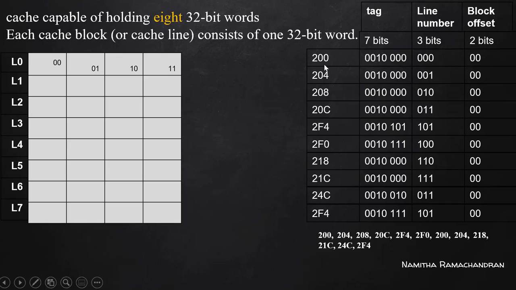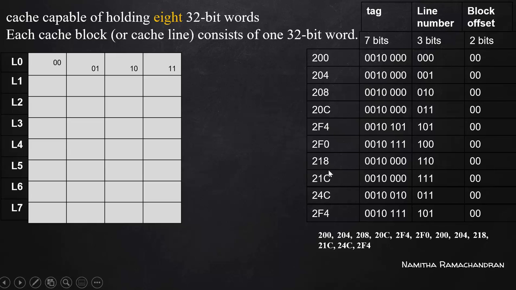Okay, for 200, the block offset value is the 200. We can represent it in binary. How? 2 can be represented in 4 bits, 0010. This 0 can be represented as 0000. Thus 0000. So the least 2 bits form the block offset part. The next 3 bits from the LSB form the line number. The remaining 7 bits form the tag field value.